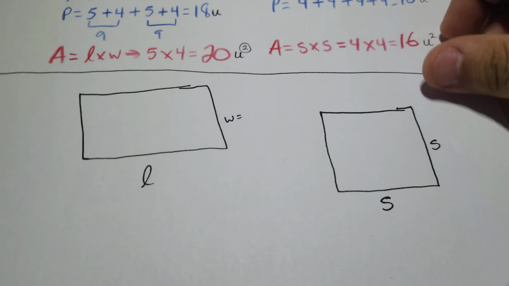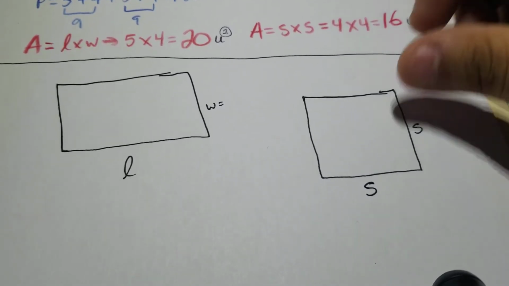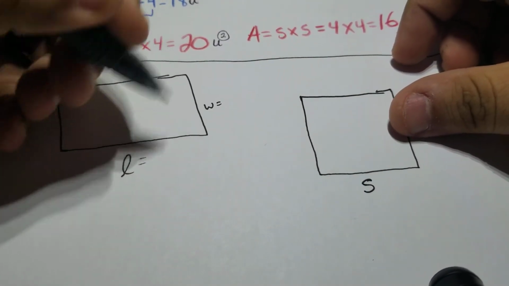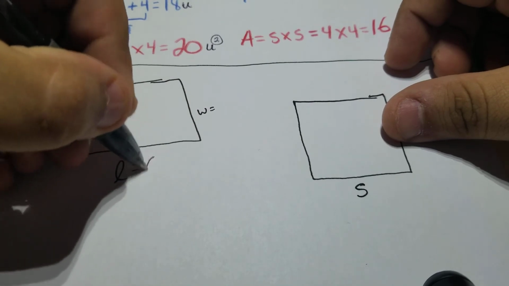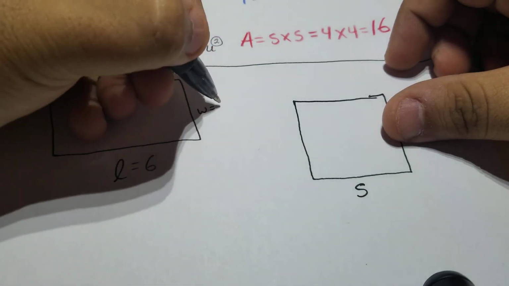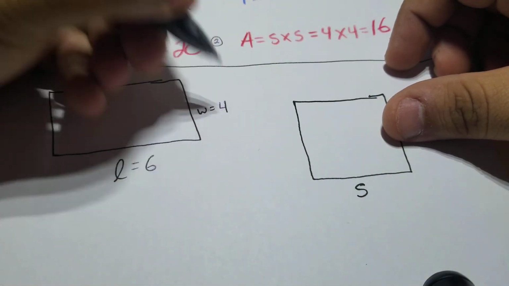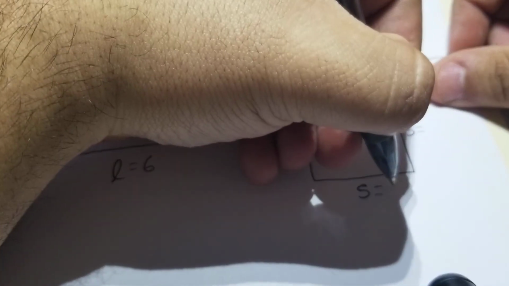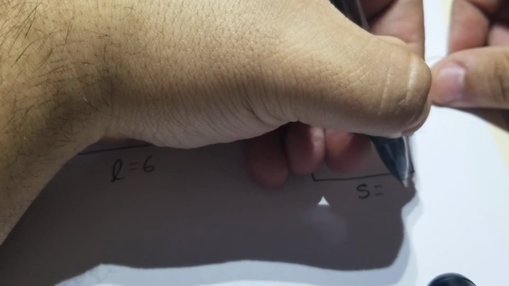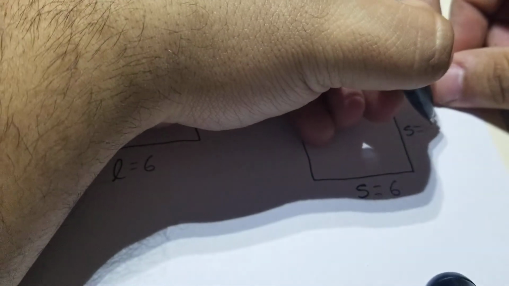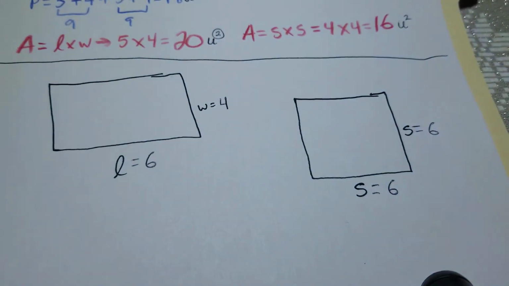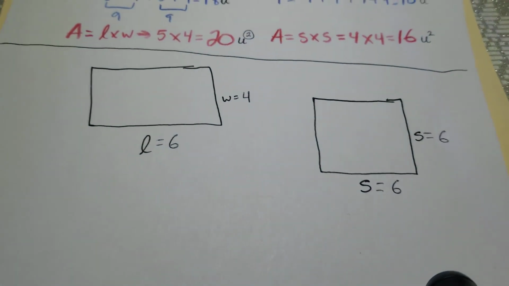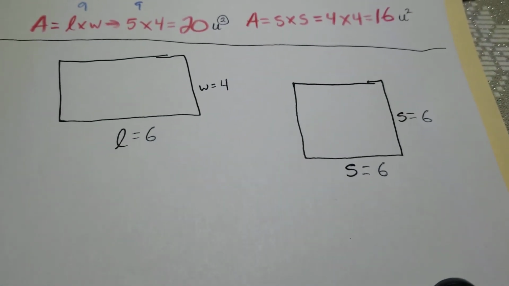So I'm going to go ahead and give you a little bit of practice you can do at home. We'll give this one a length of 6, and we'll give this a width of 4. And for your square, you will have a side length of, let's go ahead and say, 6. I'm going to stay quiet for about 5 seconds, so that way you can practice area and perimeter of these figures on your own, and then you can come back and check.